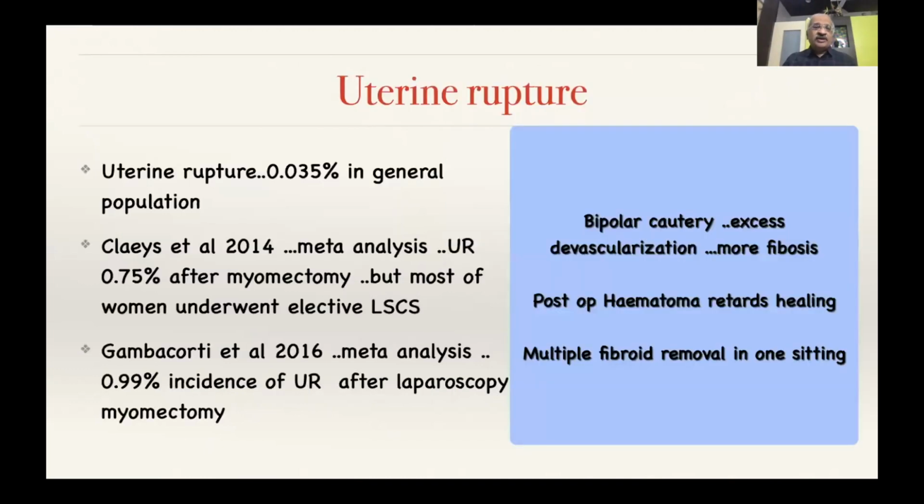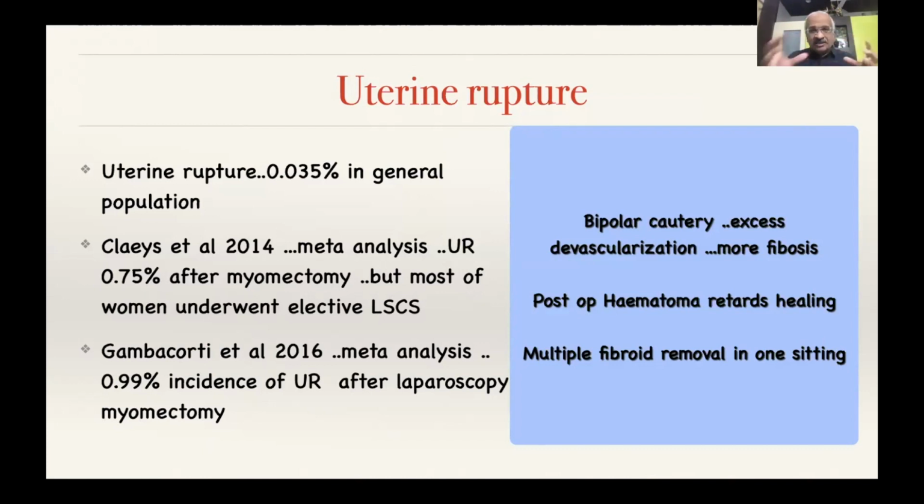What about uterine rupture? When it comes to the general population, very less, no doubt about it. But this meta-analysis by Clay says that it is 0.75% after a myomectomy. But most of the women underwent elective LSCS when it was a previous myomectomy. This is not probably a true presentation of the rupture cases, but 60% of them underwent an elective LSCS. And in another meta-analysis, the incidence was 0.99%. Definitely compared to the general population, there is quite a high risk of spontaneous uterine rupture. And I'm sure in our friend circle, there would be one case reported this way.